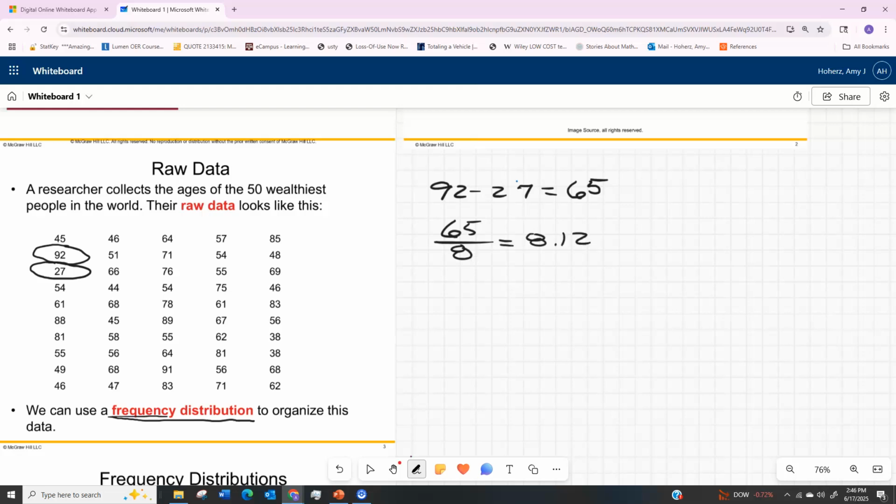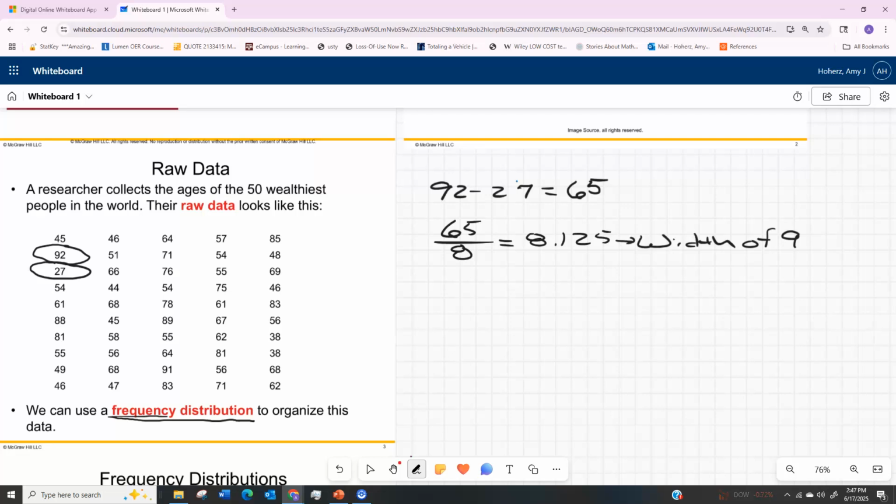And because it's just over 8, that means we have to do class widths of 9. Because if we do a class width of just 8, we won't get all the way to 92 with our classes. So that 8.125 means we're going to do a width of 9 for the classes.